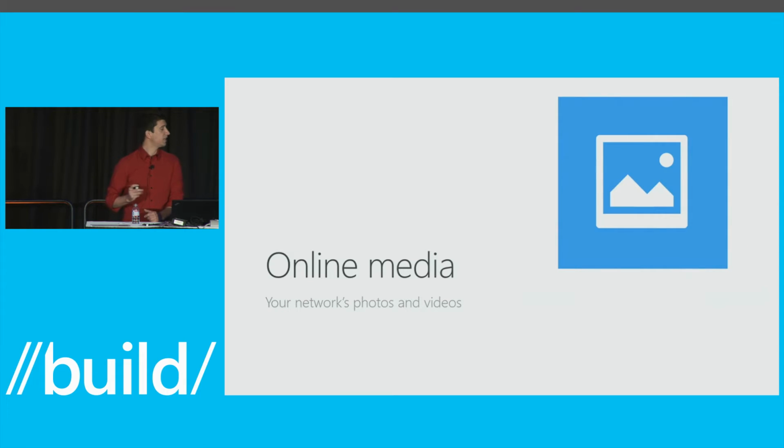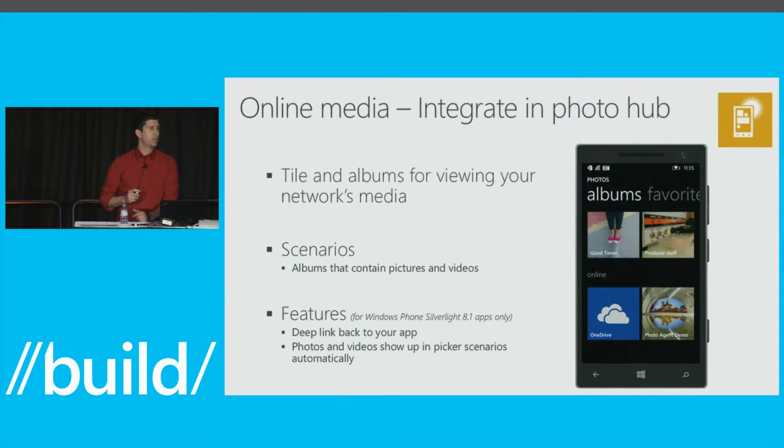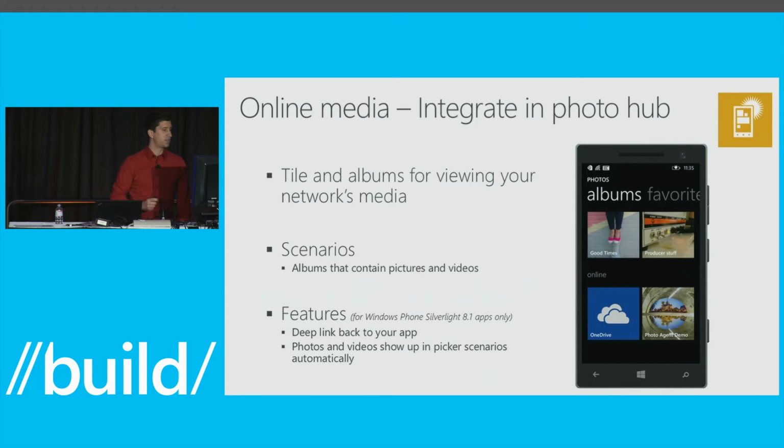In the case of online media, what we want to enable is allowing your apps to integrate into the user's photo hub in the same manner that OneDrive is enabled and Facebook is enabled on Windows Phone 8.1. So how this looks is that your application will get a tile right there alongside OneDrive. In this screenshot, you can see the Photo Agent demo that I'll show you briefly in a moment.